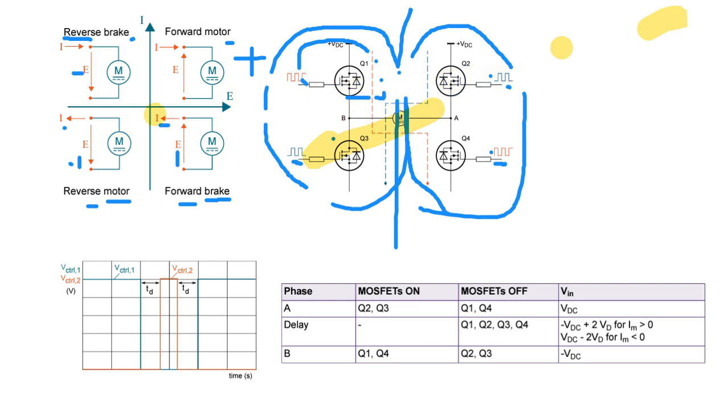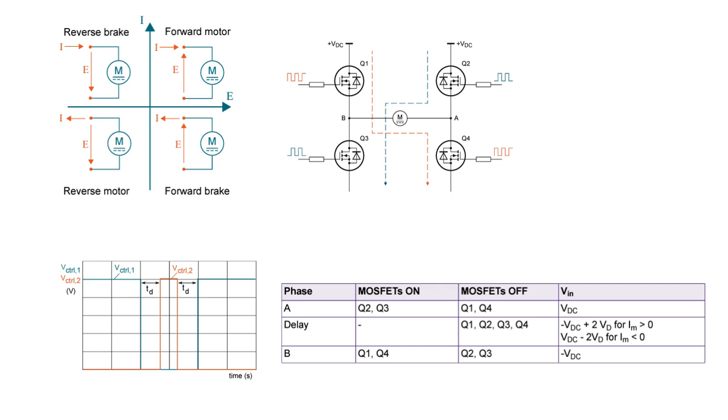We can draw the current way together for the bipolar DC motor. You can see the right side of your screen. This means positive current flows from node A to node B, and both Q2 and Q3 are turned on. Q2 here, Q3 here. This way is the direction.